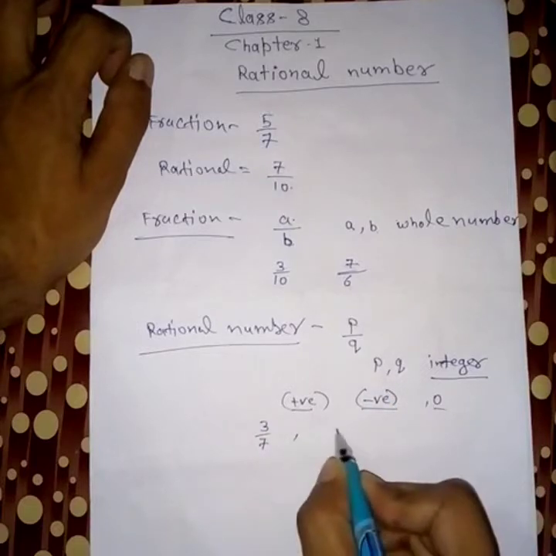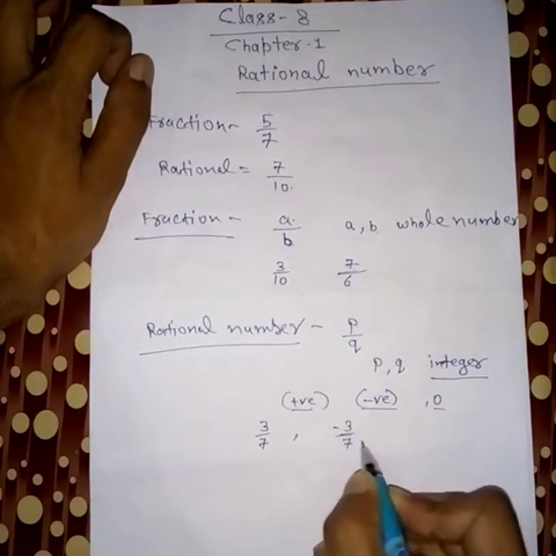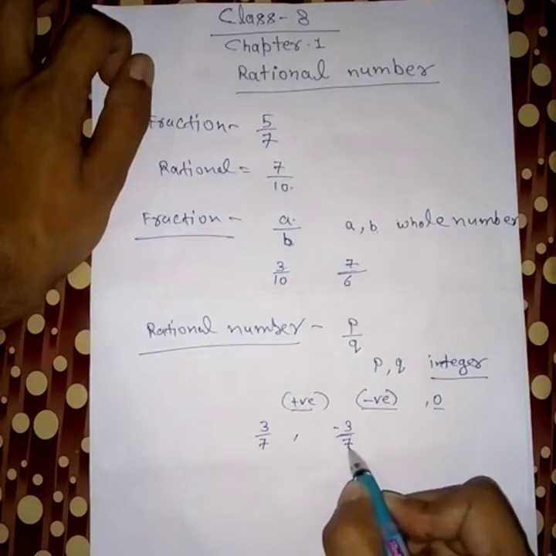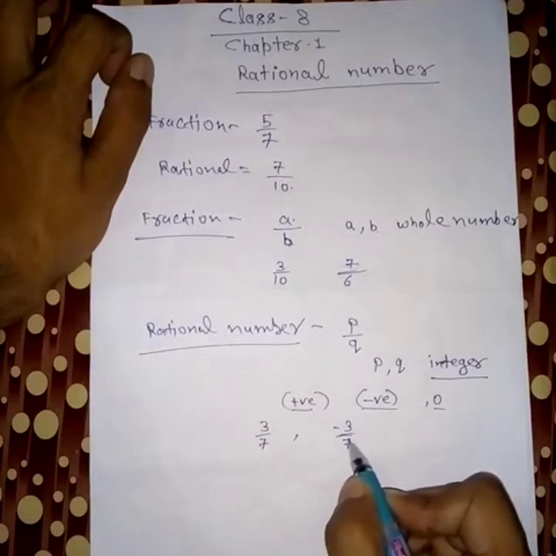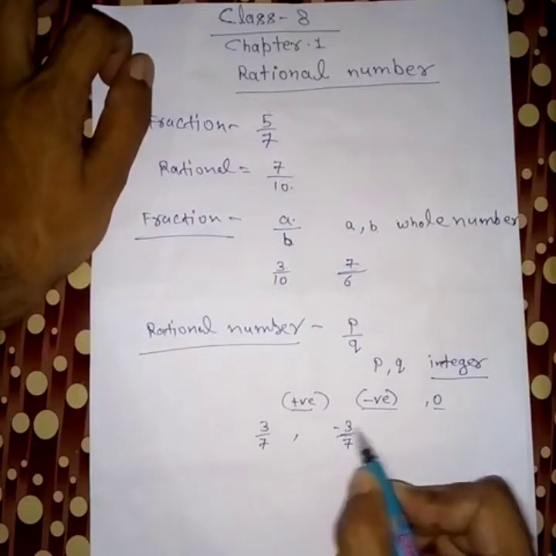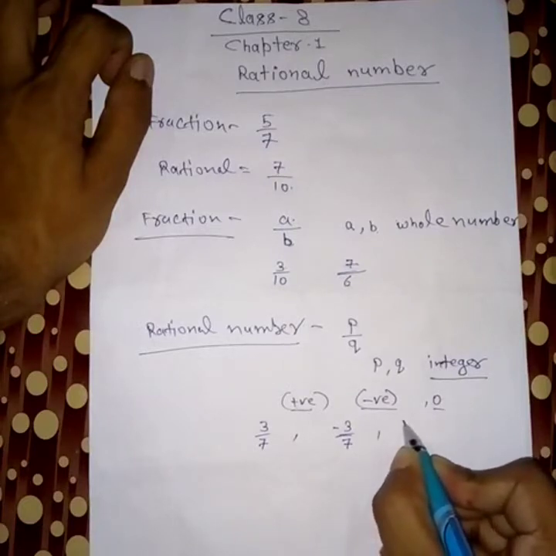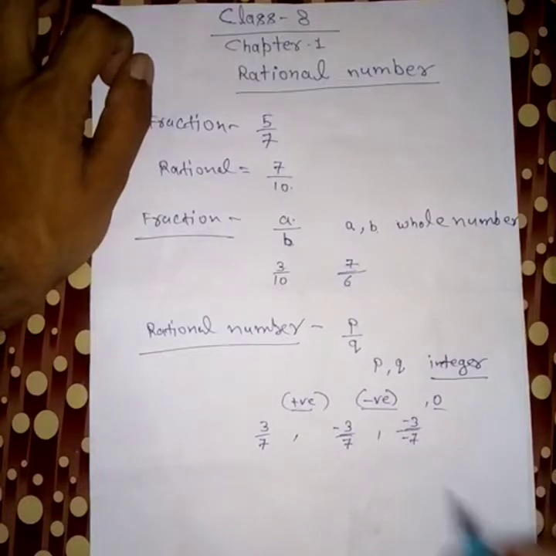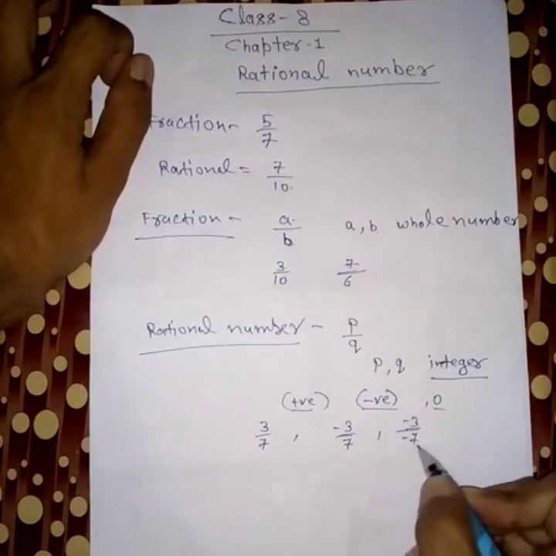But take another example. When we write minus 3 upon 7, here in the numerator it is minus 3, that is a negative integer, and 7 is a positive integer, so it is now a rational number but not a fraction. Let's take some more examples. Minus 3 upon minus 7, is it a rational number or not? Yes, it is a rational number, because here minus 3 is an integer, minus 7 is an integer.